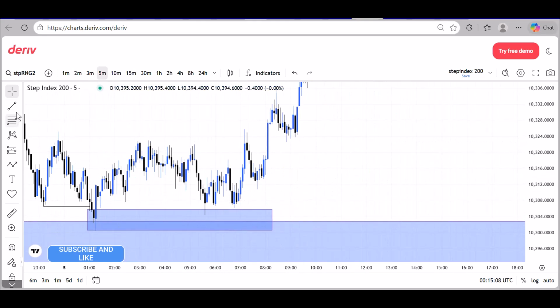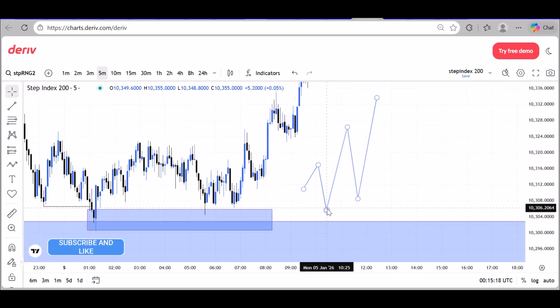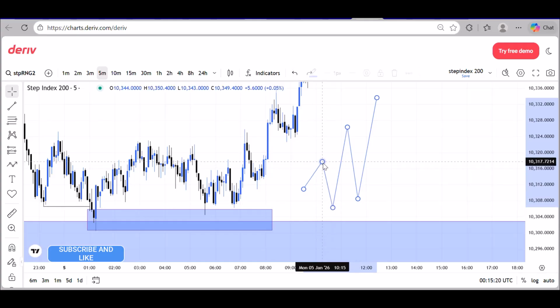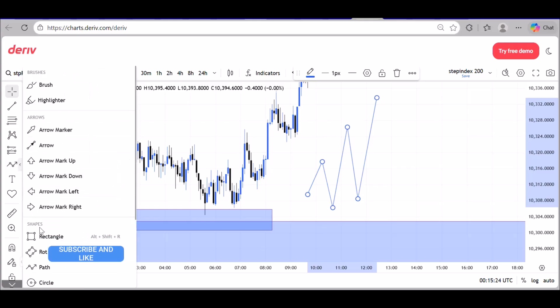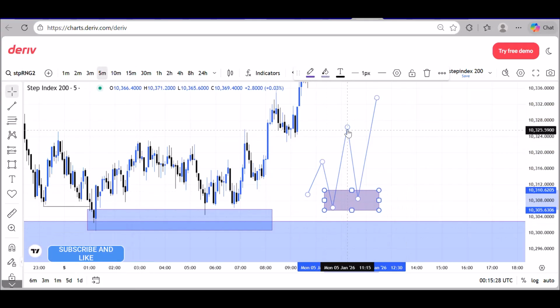So now this is the model we are looking at for our entry. We are looking for something like this: a break of structure, a retest to base, and then we buy. This is the model we are looking for: break of structure, retest, and then buy. So that's the model we're looking at here.